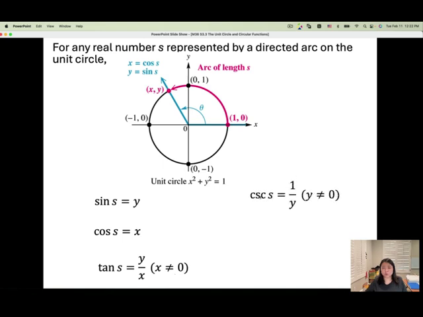Okay, we also have cosecant. Cosecant is the reciprocal of sine, which is 1 over y. How about secant? Secant s will be 1 over x. And then we have cotangent s, that will be x over y.